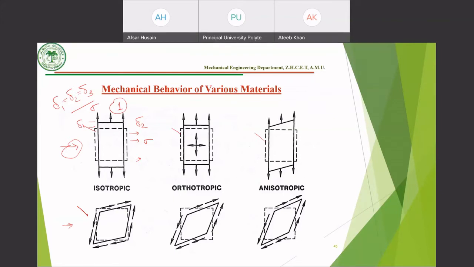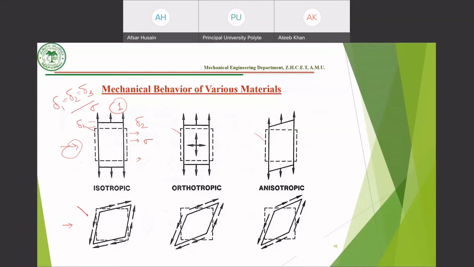So in order to quantify the deformation for isotropic material, we need only two material constants, which are Young's modulus and Poisson's ratio. We could have also used shear modulus in place of Poisson's ratio. That would have also served our purpose. But most of the researchers who derived these theories are more comfortable with Poisson's ratio. That's why they have taken Young's modulus and Poisson's ratio as the two material constants which are needed to quantify the deformation of an isotropic material.